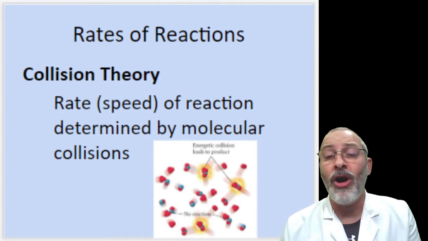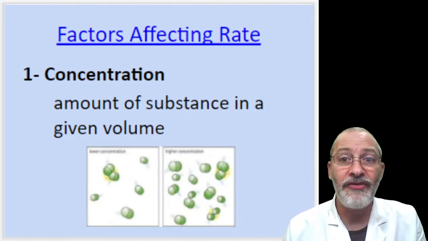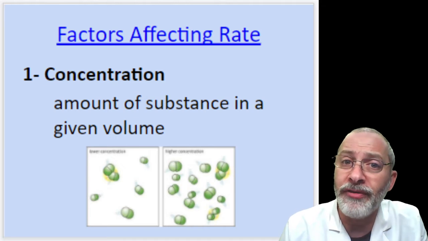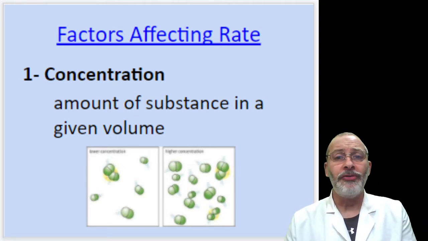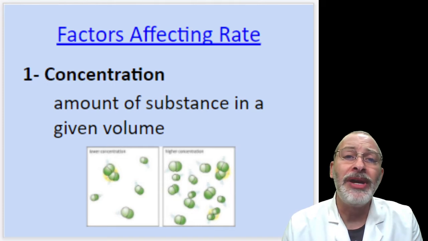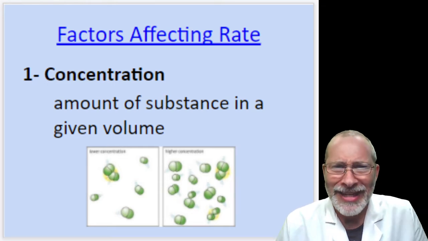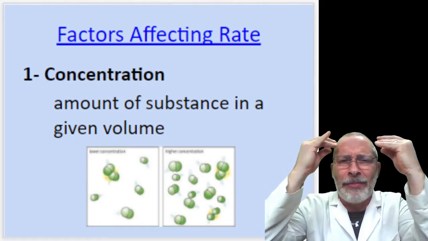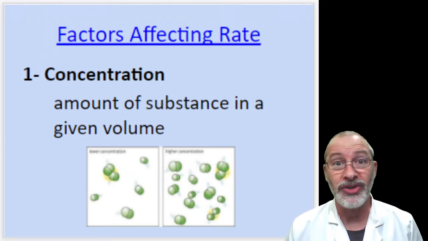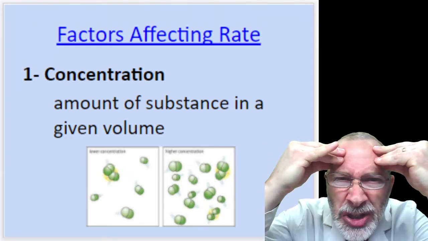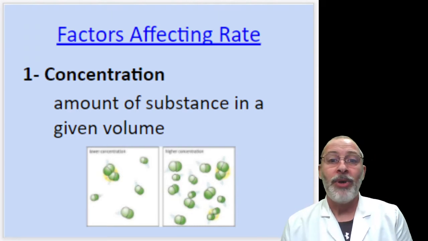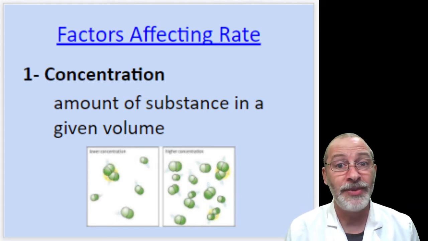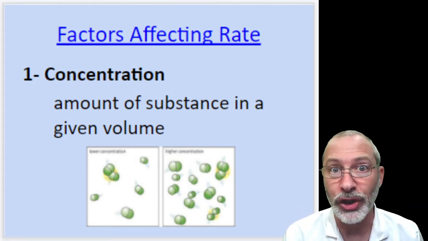Now, there are different factors that affect the rate of reaction, and we're going to go over 4 of them today. The first factor that can affect the rate of reaction is something called concentration. No, not this type of concentration, although it's not a bad idea to do some concentrating when you're studying science. But concentration in the sense of the amount of a substance in a given volume.